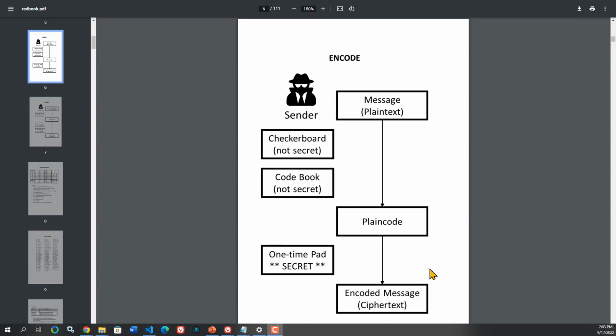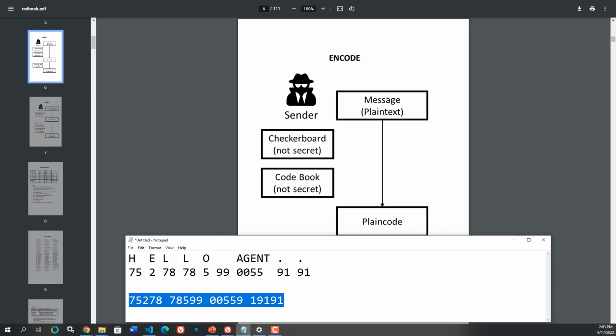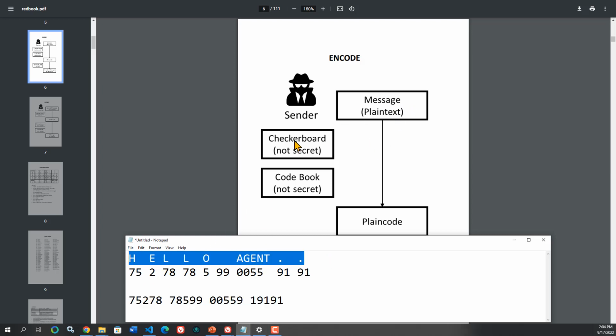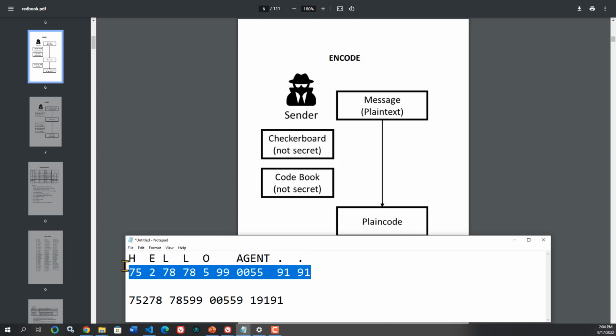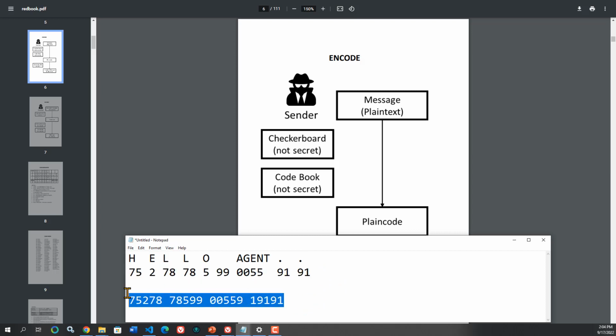We are at the last step of the encoding process, taking this plaincode and using the one-time pad to get the encoded message, or the ciphertext. Now remember, what we've done before is we took this message, hello agent, and we used the checkerboard and the code book to come up with plaincode. And then we just rewrote the plaincode in groups of 5 numbers. The reason why we wrote them in groups of 5 numbers is because the one-time pad is also written in groups of 5 numbers. That just makes it a lot easier.